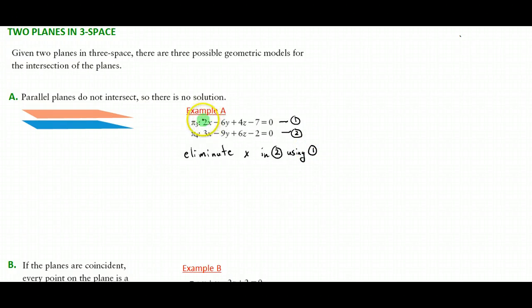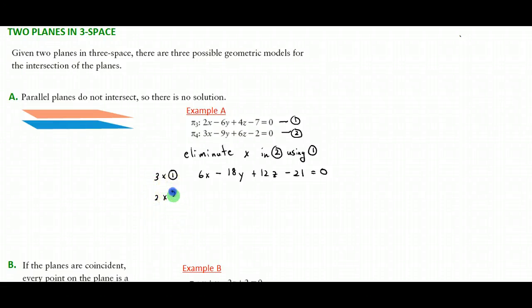So I want to think about using this 2x to wipe out this 3x. Now I can't just subtract directly because the coefficients are not the same. 2 and 3 are not the same. So I'm actually going to multiply equation 1 by 3 and equation 2 by 2. And I'm going to document that on the side. So I'm going to write 3 times equation 1. And so I'll end up with 6x minus 18y plus 12z minus 21 equals 0.